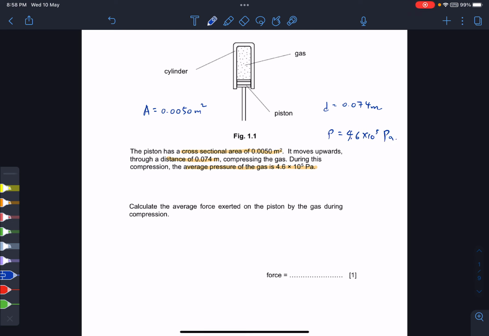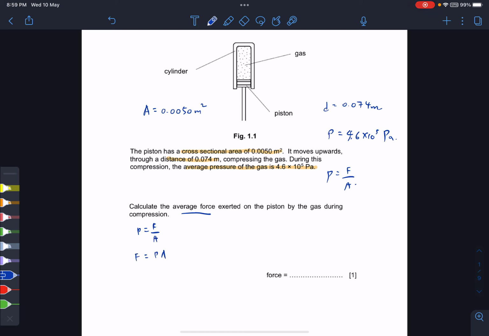Cool. Okay, so now they ask you to calculate the average force that's exerted on it. So, what do we have? We have pressure. Let's recall, what formula have we learned that has pressure? P equal to F over A. Pressure is the force over your area. That means in this case you are supposed to find force. So P equal to F over A, you make F the subject.